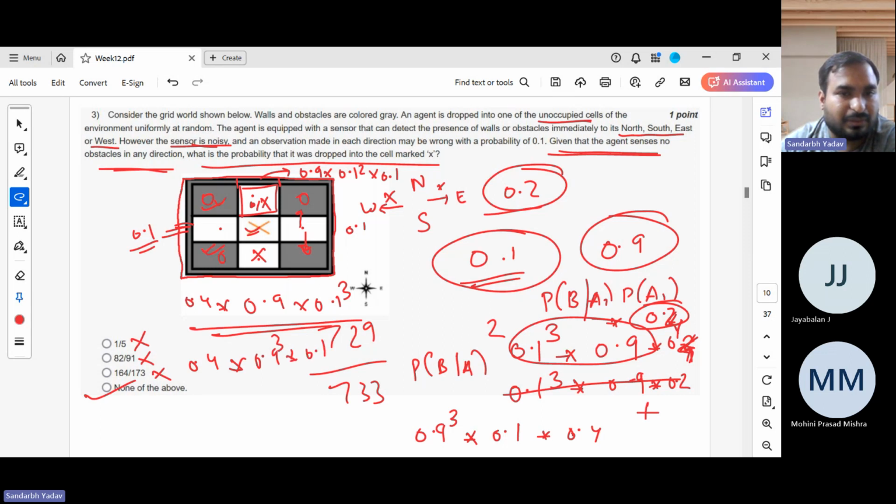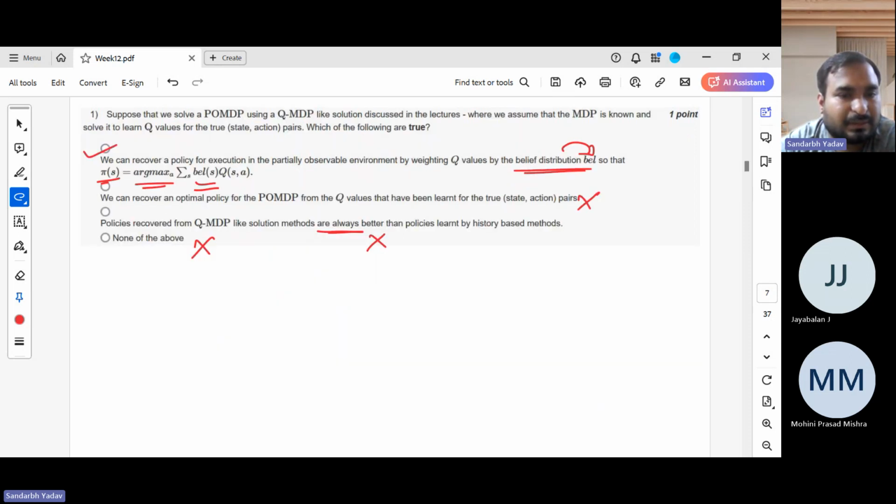And similarly for this one also, because we want obstacles in north and south, but in east there is an obstacle, so we have to get it wrong. So 0.1 and the remaining three should be fine, so 0.9 cube. So this is the second term, plus. You could have written it as a sum of four terms with 0.2, 0.2, 0.2, 0.2, but I basically clubbed them. So I hope you got this.